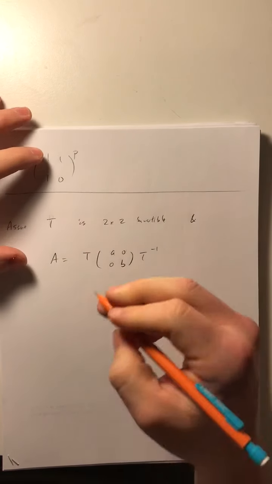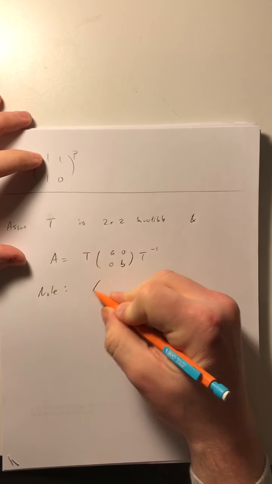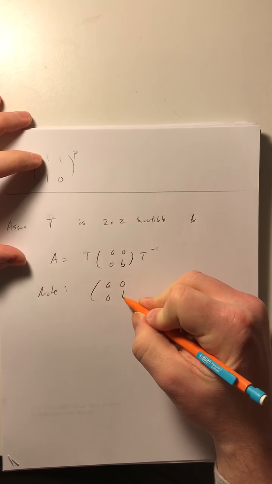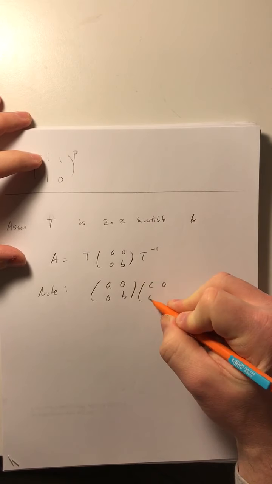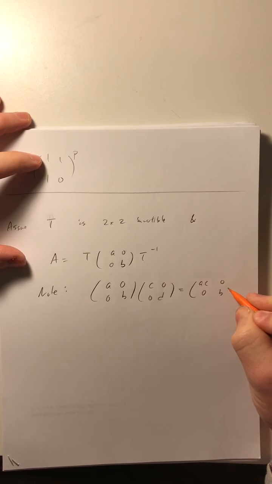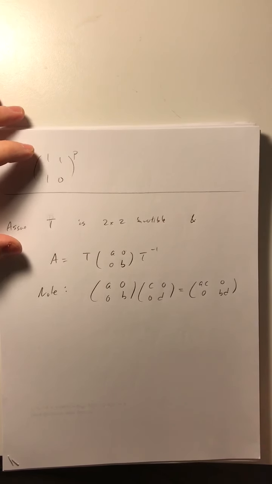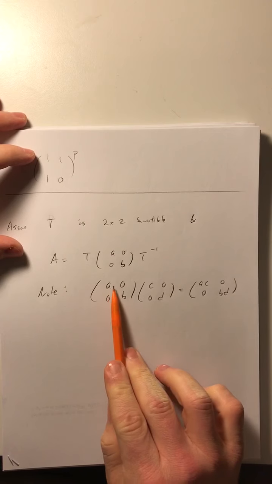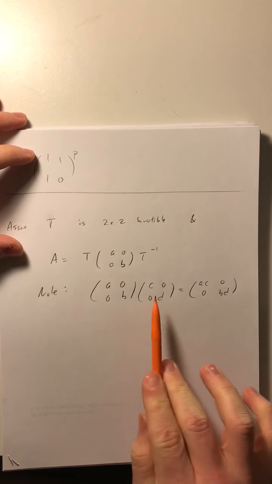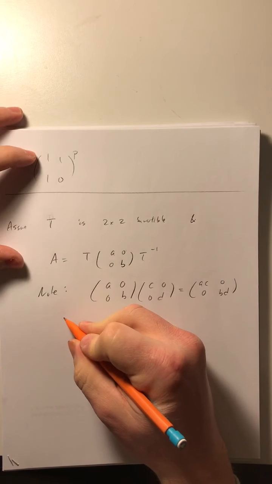So remember, note, if I take any diagonal matrix and multiply it by any other diagonal matrix, I just multiply A by C and then B by D. It's very easy to multiply diagonal matrices because basically there's no interaction between the first row and the second row. There's no interaction between the first column and the second column.